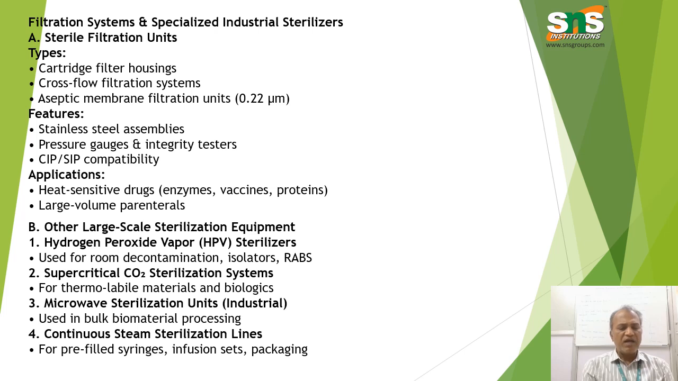Next, other large-scale sterilization equipment. It may or may not be extensively used in industry. Based on the nature of the industry, they will go for other large-scale sterilization equipment. First, hydrogen peroxide vapor sterilizers, simply called HPV, especially for making aseptic areas such as the preparation room. Next, supercritical carbon dioxide sterilization systems, which are highly expensive and especially applied for thermolabile substances and biologics, as discussed under the filtration unit. Next, microwave sterilization and continuous steam sterilization.